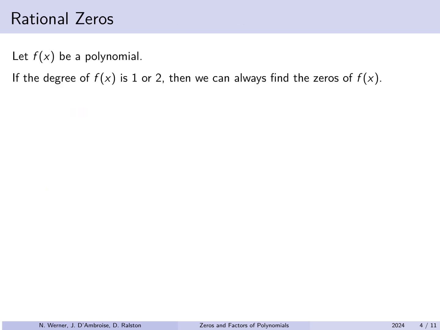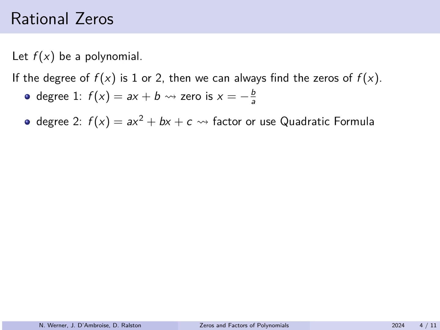So suppose the degree of a polynomial is 1 or 2. We can always quite easily find the zeros of that polynomial. Suppose you have a linear polynomial, degree 1, in slope-intercept form, f of x equals ax plus b. Setting this equal to 0 and solving for x quickly yields that x is negative b over a. There is one solution. So a degree 1 polynomial always has one root. Suppose f of x is a quadratic polynomial written in standard form ax squared plus bx plus c. You can factor, or you can use the quadratic formula.